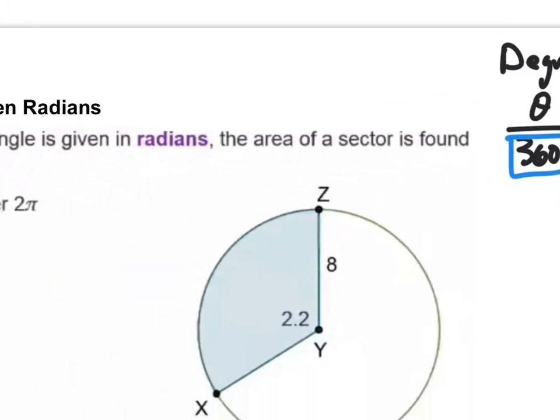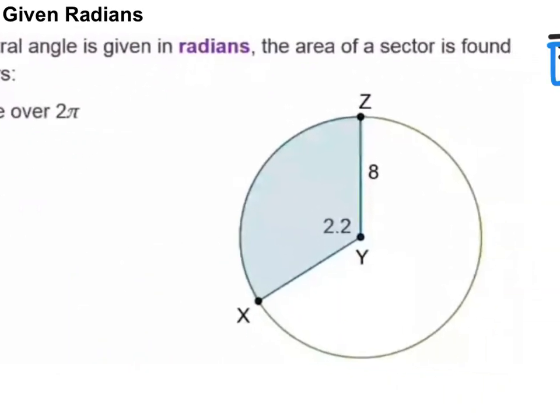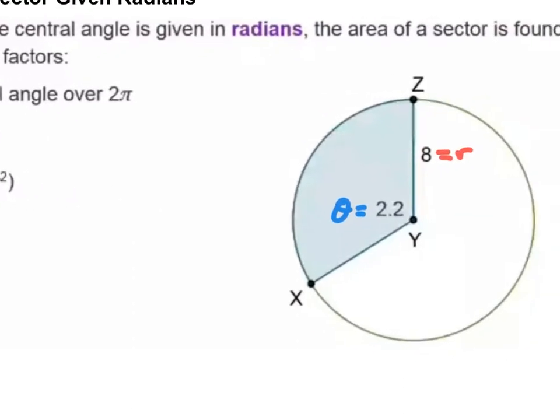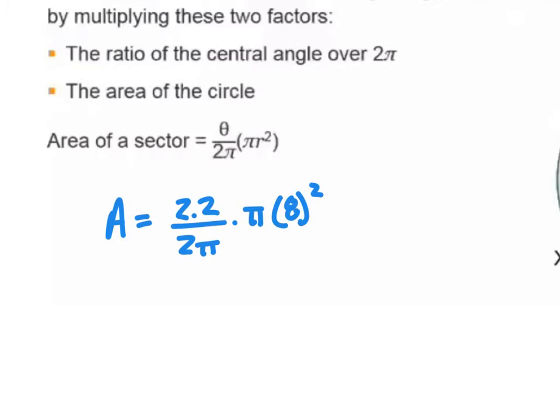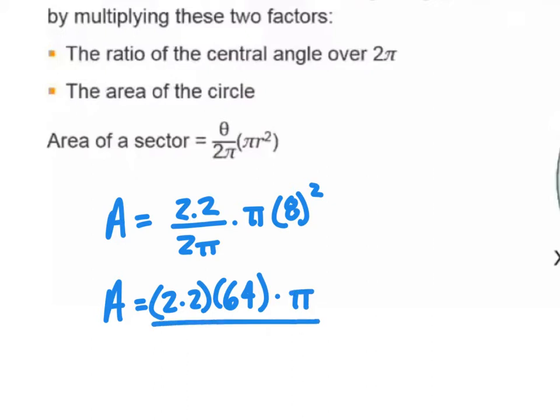So let's take a look at this one, a little bit more practice. I know that my angle theta is equal to 2.2, and I know that my radius is equal to 8. So let's calculate the area here. Let's just plug it in. My area is equal to 2.2 radians divided by 2 pi radians, the whole thing, and I'm going to multiply that by pi times 8 squared. Now this is going to take some heavy-duty calculator stuff. So let's do 2.2 times 64, times pi, all over 2 pi.